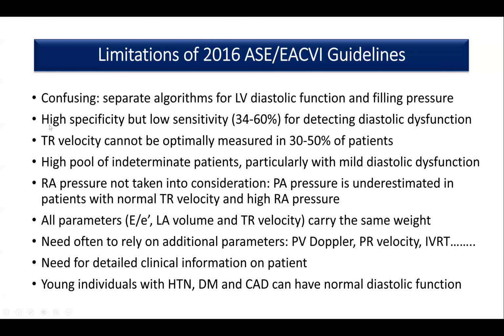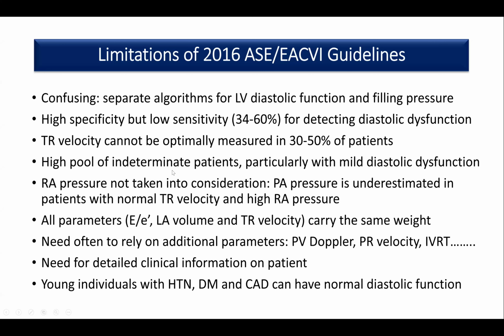The guidelines have high specificity for assessment of filling pressures. They're not 100%, but the problem is the sensitivity is quite low. It's anywhere between 34 to 60% for detecting diastolic dysfunction. The problem as well is that the tricuspid regurgitation velocity features there as an important parameter. It cannot be assessed in up to half of the patients. We really cannot obtain a good TR signal in about half the patients. This leaves us with a high pool of indeterminate patients.